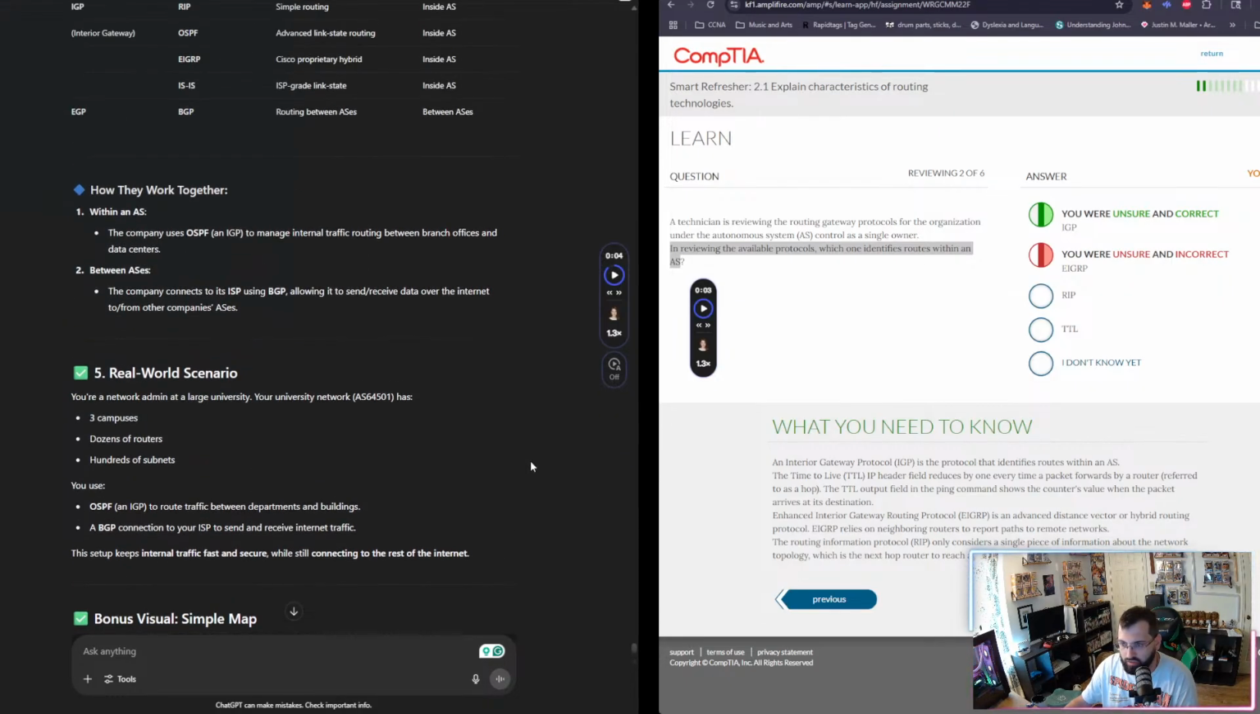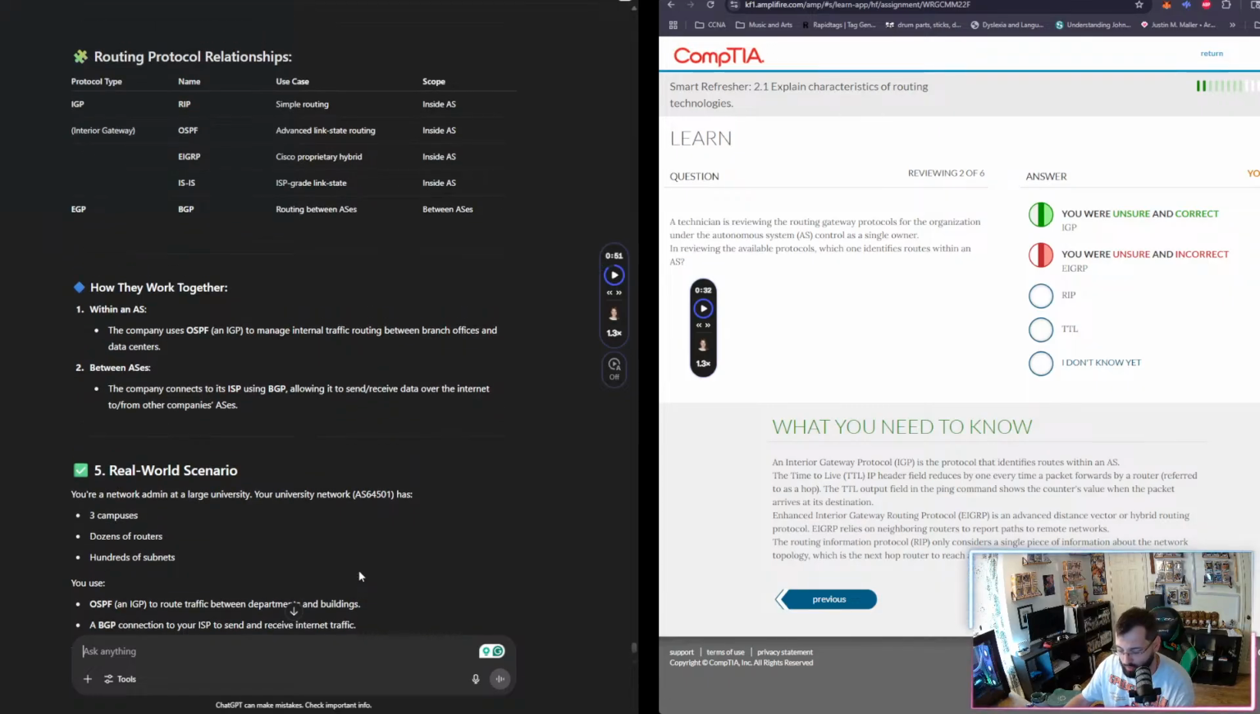Interesting. Very interesting. So let's go back to what the actual question was asking. A technician is reviewing the routing gateway protocols for the organization under the autonomous system controlled as a single owner. In reviewing the available protocols, which one identifies routes within an AS? So how does IGP and RIP correlate?